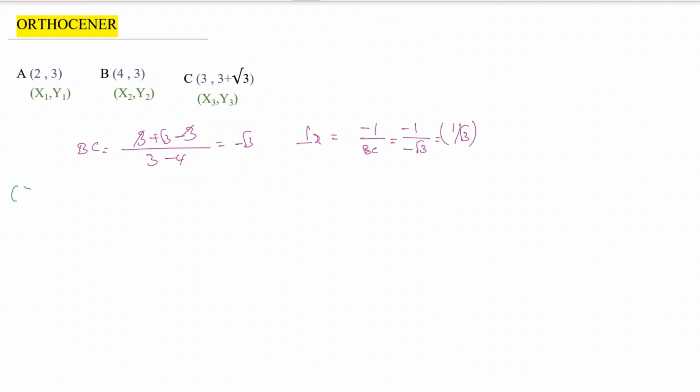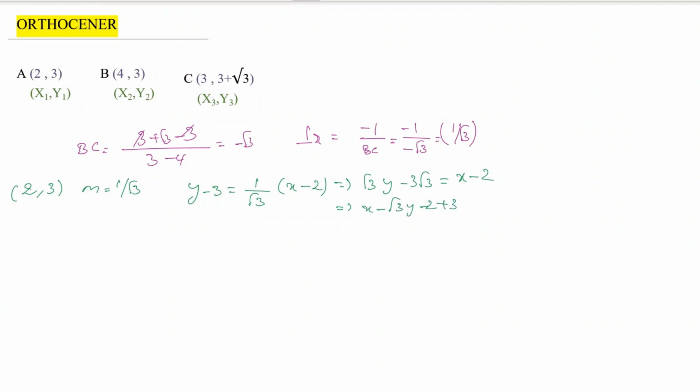Now we have to find the equation of the line passing through 2 comma 3 and with slope 1 upon root 3. It is y minus 3 is equal to 1 upon root 3 into x minus 2. On further simplifying, we'll have root 3y minus 3 root 3 is equal to x minus 2. This is nothing but x minus root 3y minus 2 plus 3 root 3 is equal to 0. This is the first altitude we have.